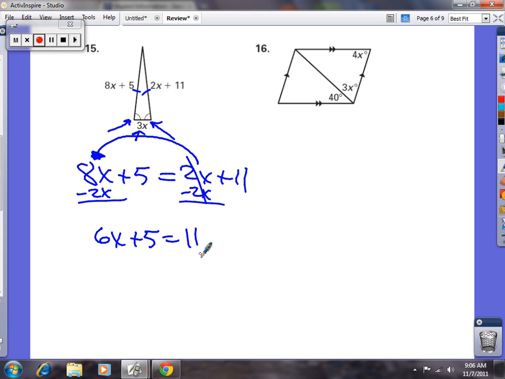So 6 times something plus 5 is 11. Kenzie, do you undo the times 6 or the plus 5? How? Minus 5 on the left, minus 5 on the right. What's 11 minus 5? So here's what you got, Kenzie: 6x equals 6. 6 times what is 6? So your answer, all you got to do is find x. x is 1.